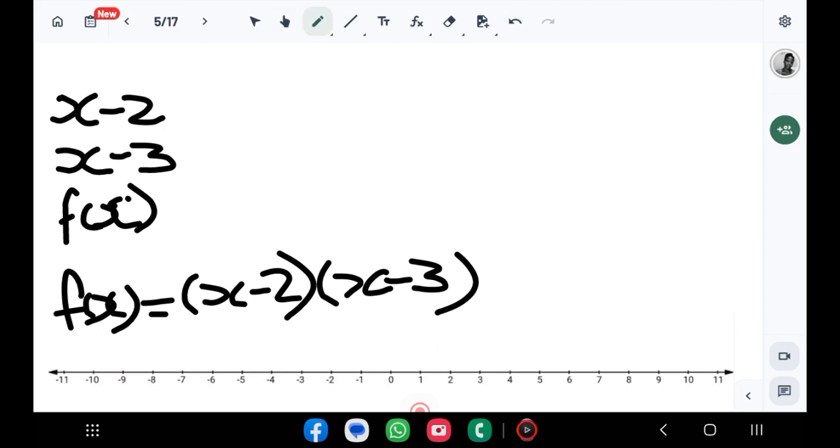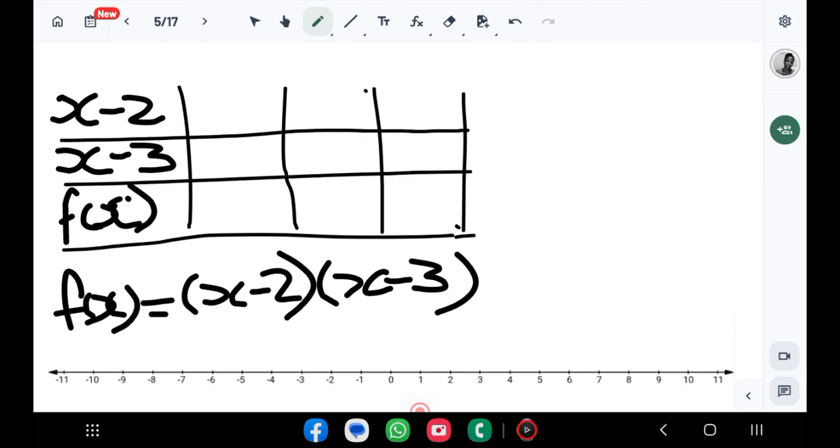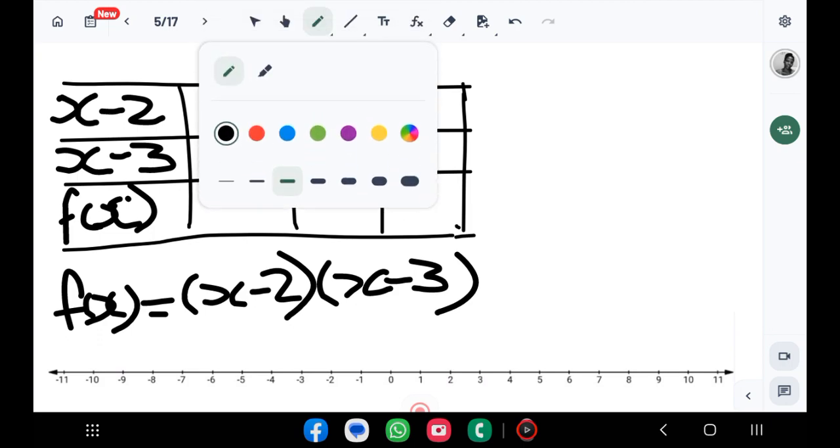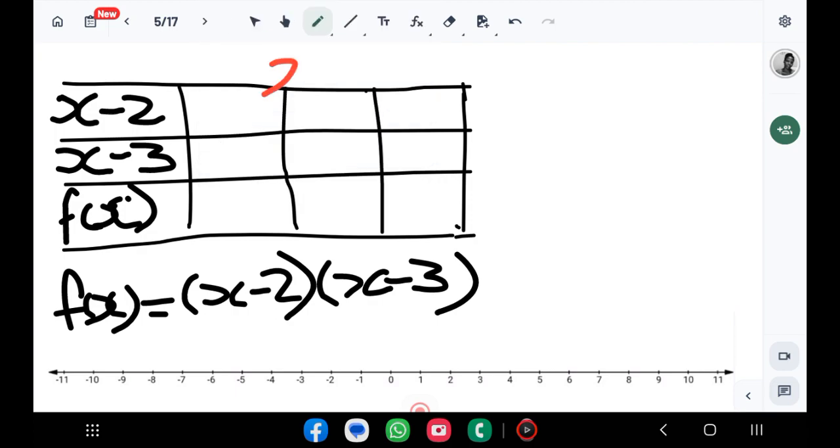And now we draw regions. And I'll show you how that will work out. Okay, so let's separate all of this. And now what you do is you list your critical values in ascending order from the smallest to the biggest. So we start with 2 on the left-hand side. There is your 2. And then the next one is 3. That's how you line them up.